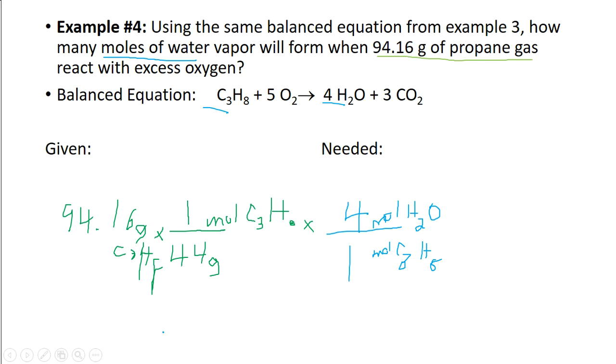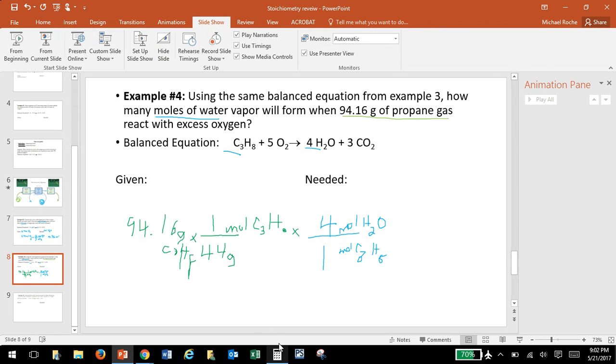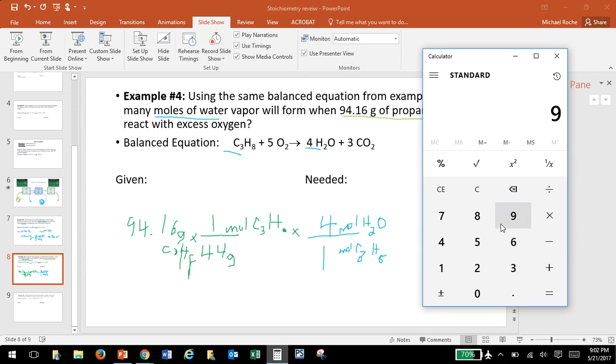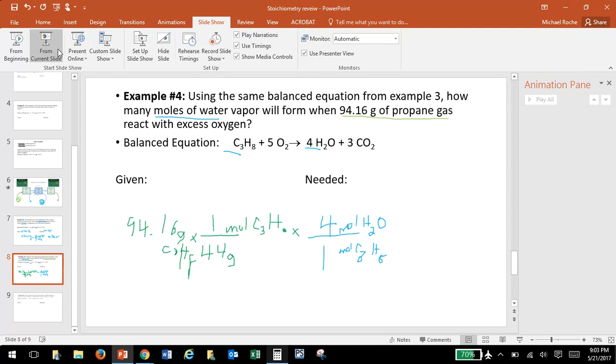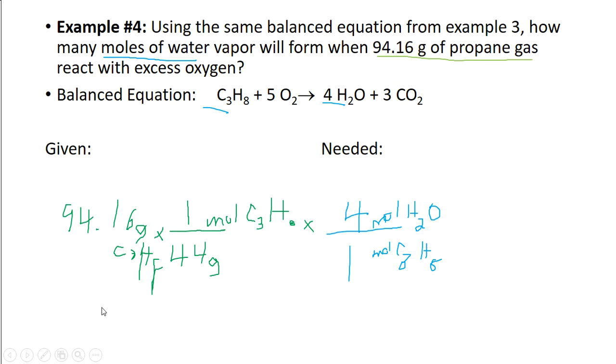So we're going to use our calculator again. 94.16 divided by 44, which is the molecular weight of propane, and we're going to multiply that times 4, which is the coefficient of water, and it's 8.56 is our answer. So 8.56 moles of water is the answer, and we'll write that, 8.56 moles water.